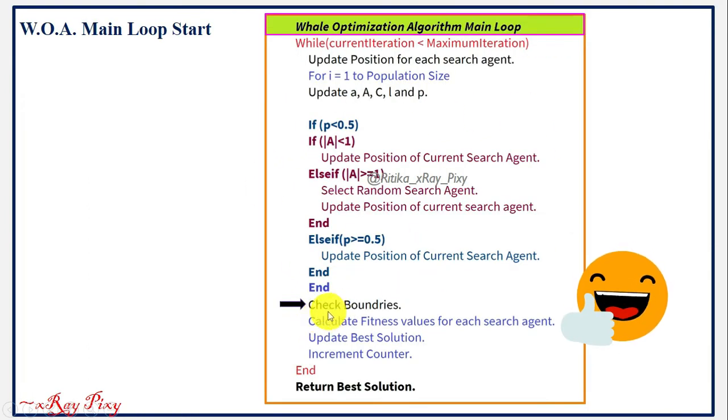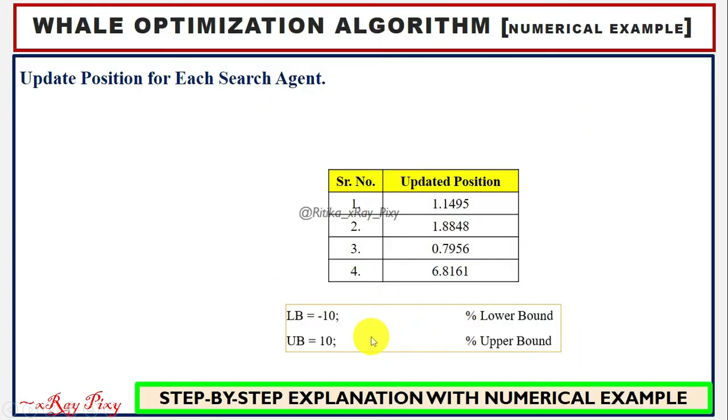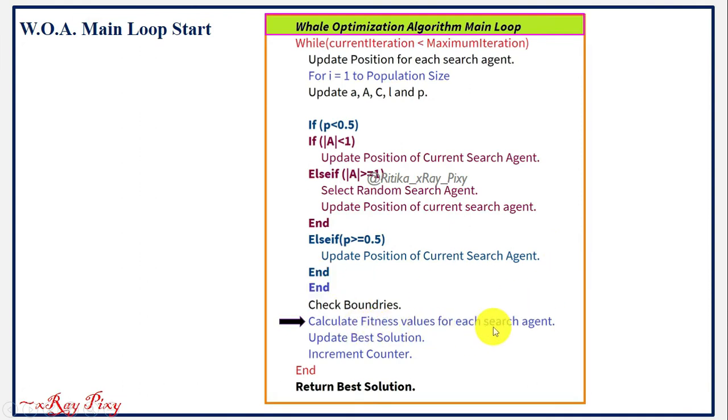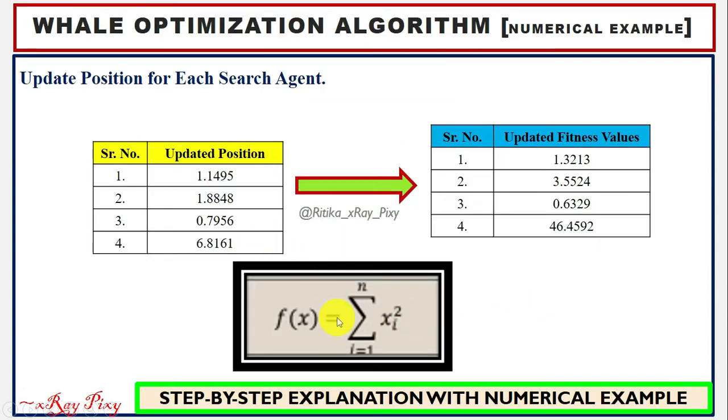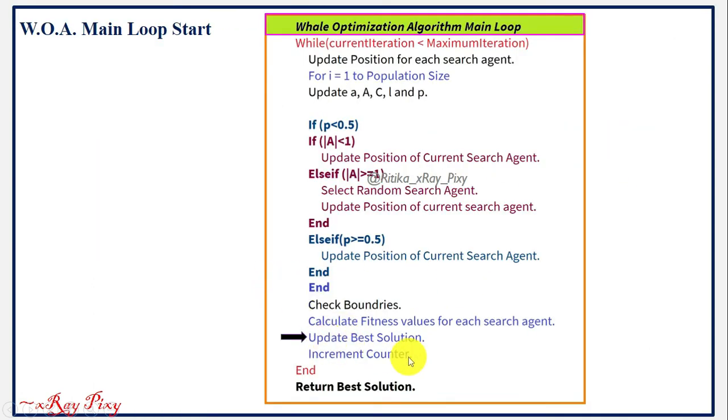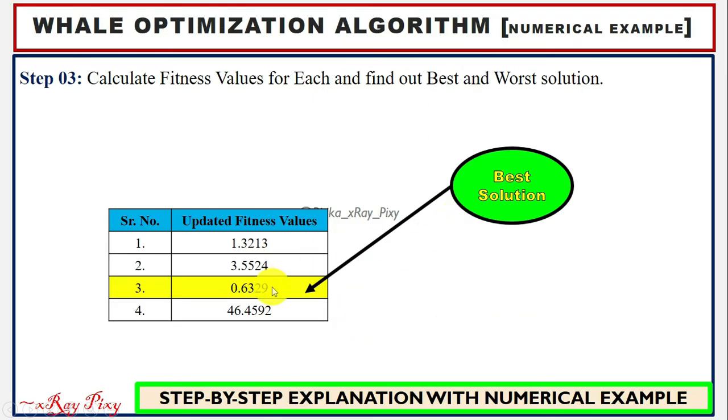After that, now we are here, check the boundaries whether all the solutions are within the bound or not, and you can see here all the values are within the bound. Now we will calculate the fitness value for the each search agent. So using fitness function again, we will calculate the fitness values for the each search agent, and you can see we have updated fitness values for the each search agent. Now we will update the best solution, and now best solution is this one, 0.6329. So we will select the minimum value among all as the best solution.